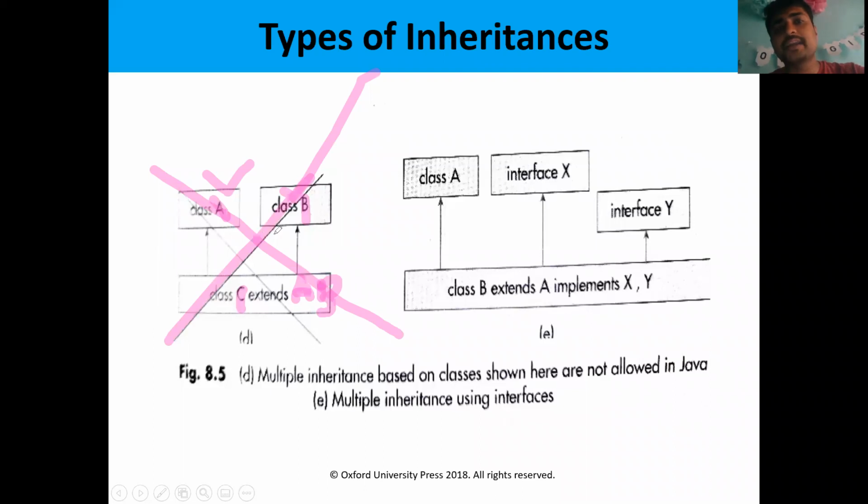But we can implement this concept by using interfaces. By using interfaces, we are going to implement multiple inheritance, that means more than one superclass to some extent. So here A is the superclass, B is the subclass. Class B is extending the properties from class A. Implements X, Y. Here X and Y are interfaces.